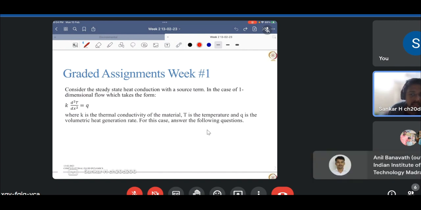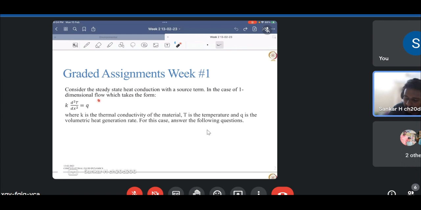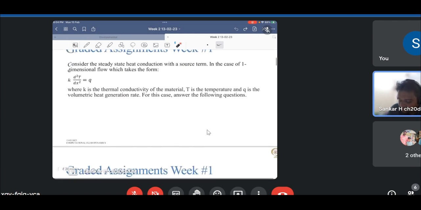We'll get started with the steady state heat conduction equation with the source term in one-dimensional form. It is given by this equation: k d square T by dx square is equal to Q. k is the thermal conductivity of the material, T is the temperature over the slab or the wall or the rod or whatever is the system in study, and Q is the volumetric heat generation. We have to answer the questions based on this information.